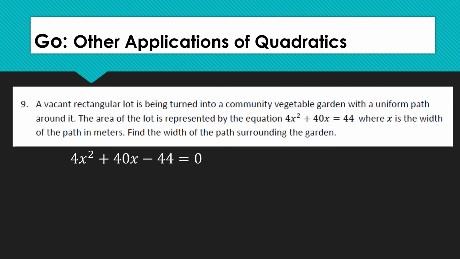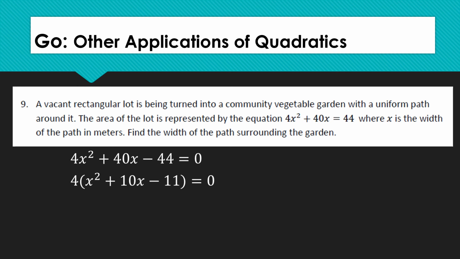And as always, the first thing we're going to look for is, is there a greatest common factor among the three terms of the trinomial? And we notice right away that 4 is the greatest common factor of 4x squared, 40x, and negative 44. So when we factor that 4 out, we're left with 4 times x squared plus 10x minus 11, and all of that equals 0.